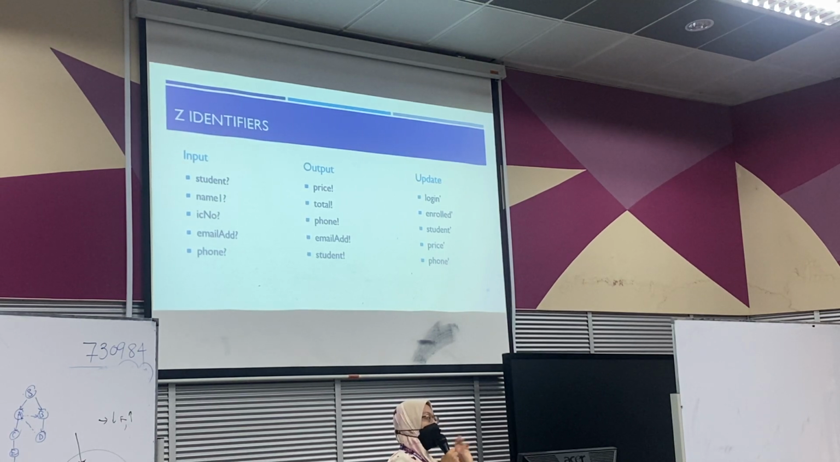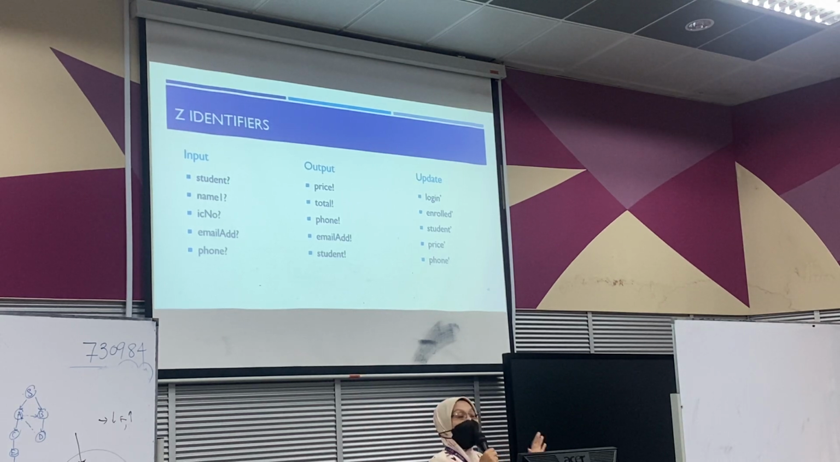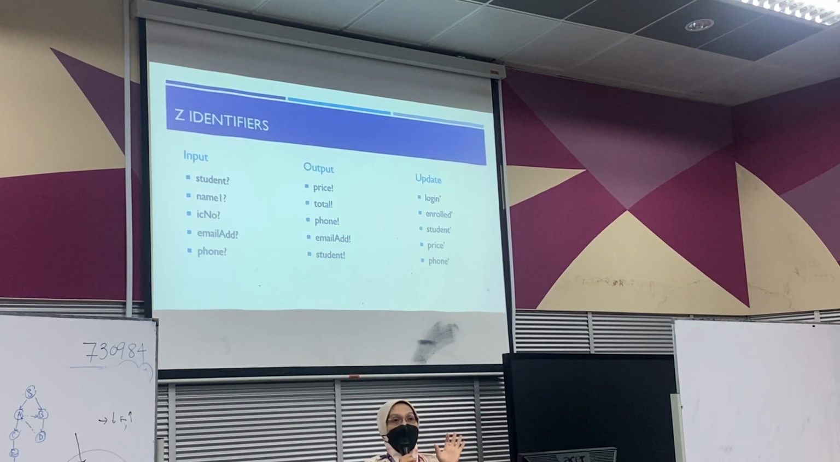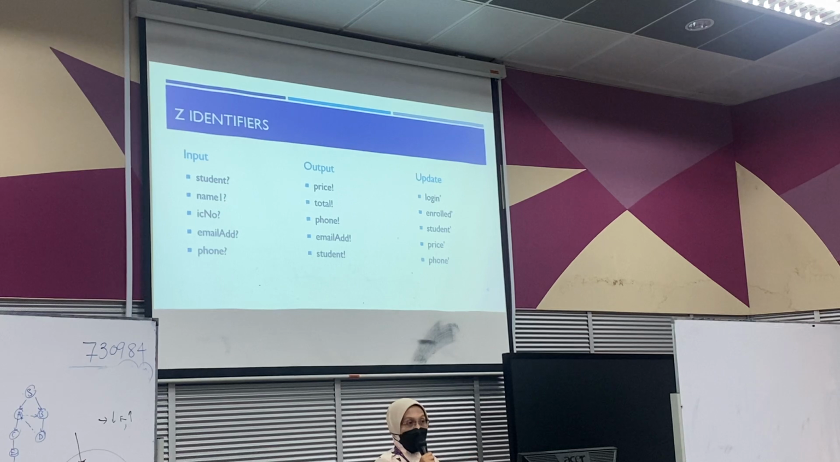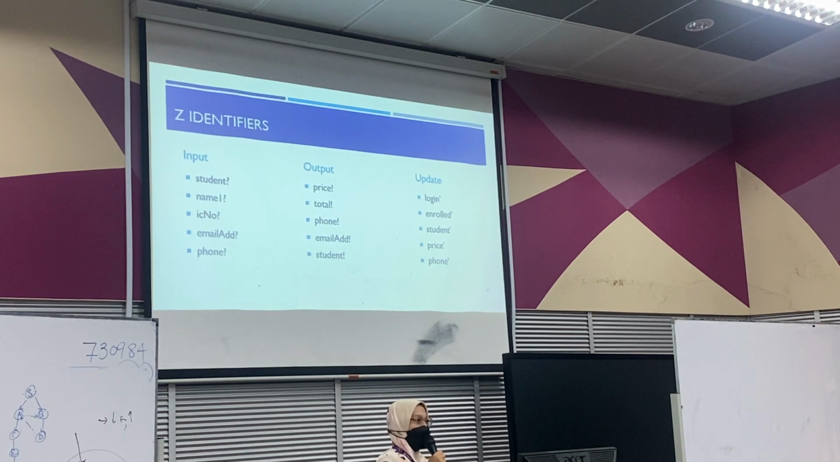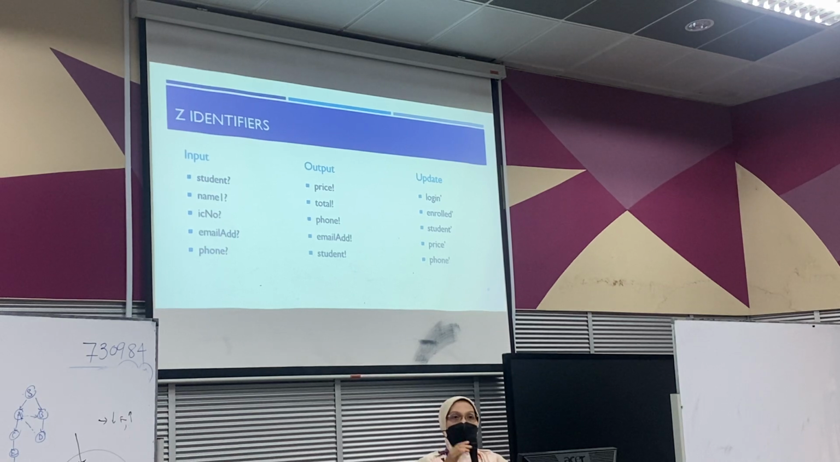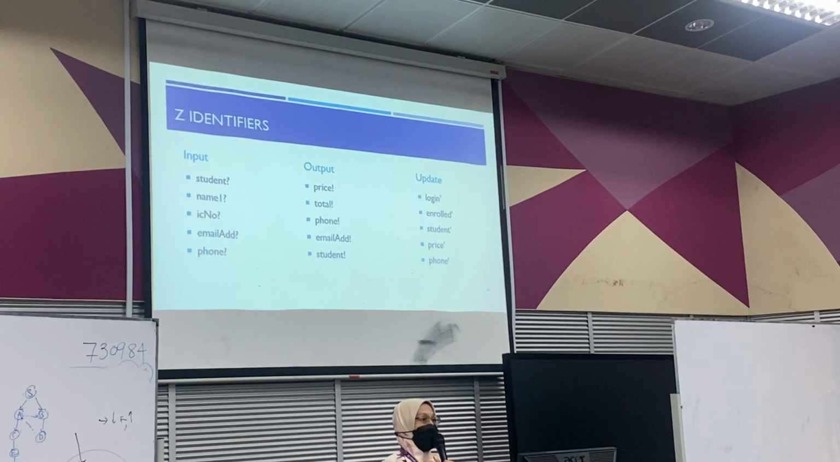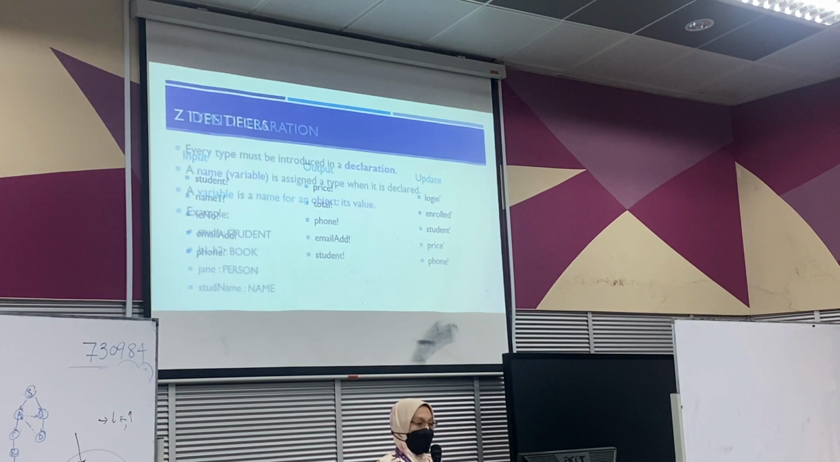Okay, so these three are important. You are going to use them a lot in your Z schema later. These three symbols we call type decoration. It's like decorating your variable, but with meaning, the meaning of what you have to use in your Z schema later. So that is type decoration.